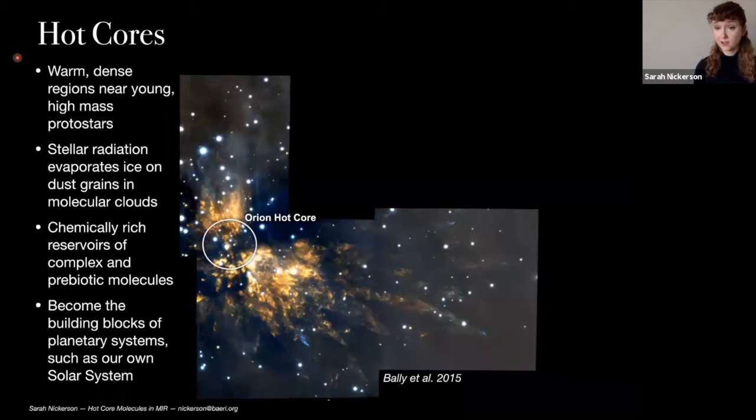And in these hot cores, the chemistry here is also the building blocks for planetary systems and our own solar system. And so by studying hot cores, we can really begin to understand where the chemistry of our own Earth came from.